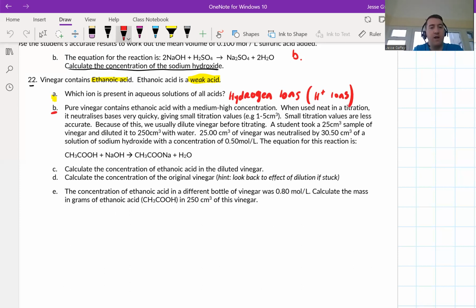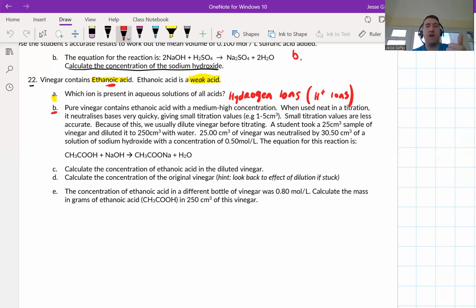It says pure vinegar contains ethanolic acid with a medium-high concentration. That's the same acid they were talking about up here. When used neat in a titration, it neutralizes bases very quickly, giving very small titration values, somewhere between 1 and 5 centimetres cubed. It then says small titration values are less accurate. So we don't want to use neat vinegar because the titration is over too quickly, and those small values are not accurate. There's too much room for error.